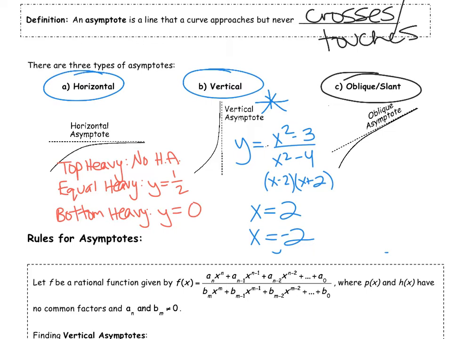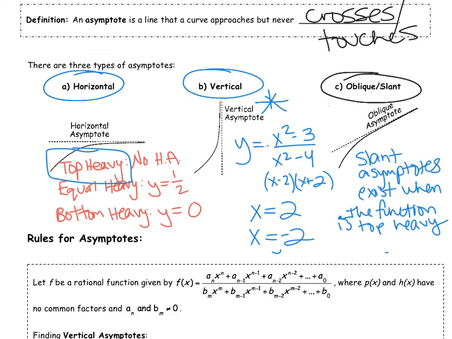Okay, and we are not going to get into the oblique slant asymptotes today, but something you may want to note for yourself is that slant asymptotes exist when the rational function is top heavy. So when we have a top heavy rational function, that's when slant asymptotes exist. And we're not going to be getting into that today. So I'll write that down for you. All right, so you have that here if you want to write that for yourself. That way you have it. Slant asymptotes exist when the function is top heavy. All right, let's move on to some practice problems here.